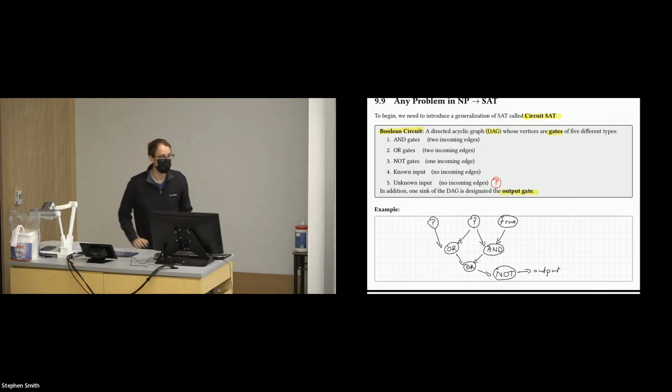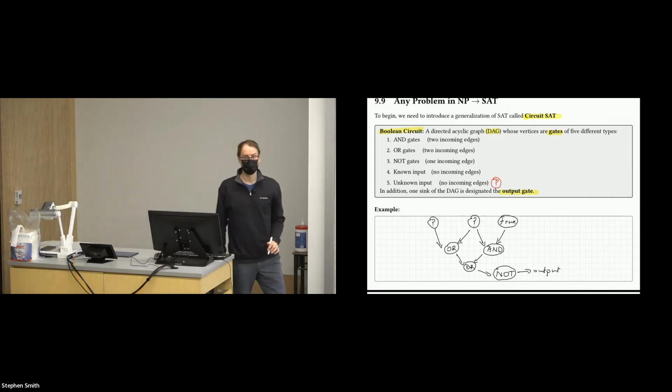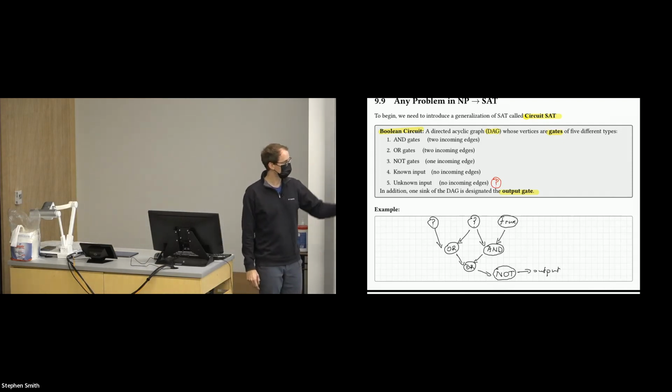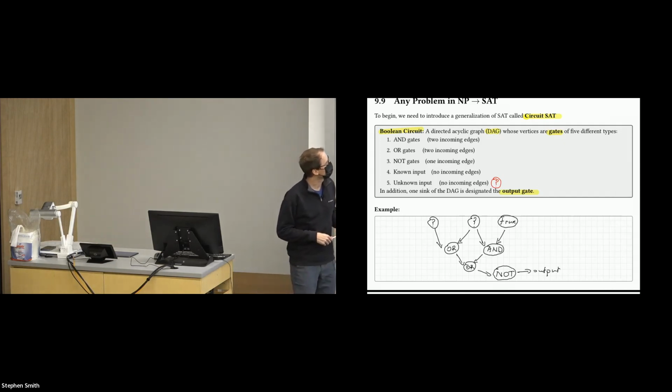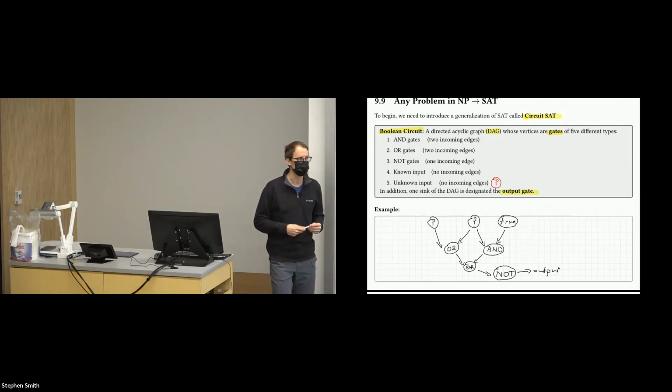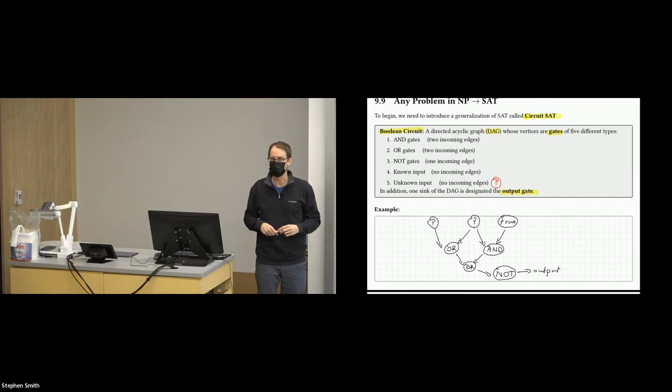And so then the question is, can I assign true or false to the two question mark nodes so that the output evaluates to true? Maybe you can look at it for a second and see if you can figure out an assignment. I think it helps to just work backward from the output.